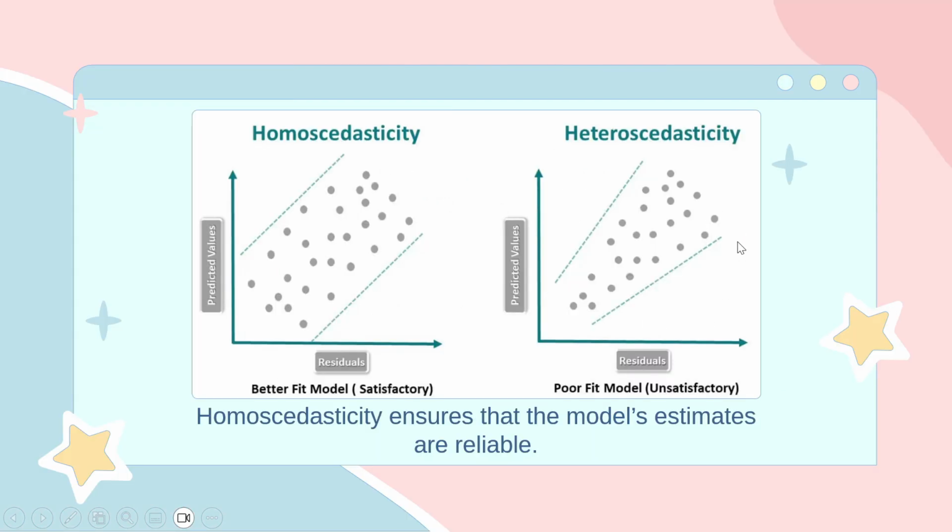Okay. Next one is homoscedasticity. This one ensures that the model estimates are reliable. The variance of the error must be constant. If not, the model works better in some areas, like this, and works very badly in other areas. So it leads to unreliable predictions because the predicted values are not treated nicely.